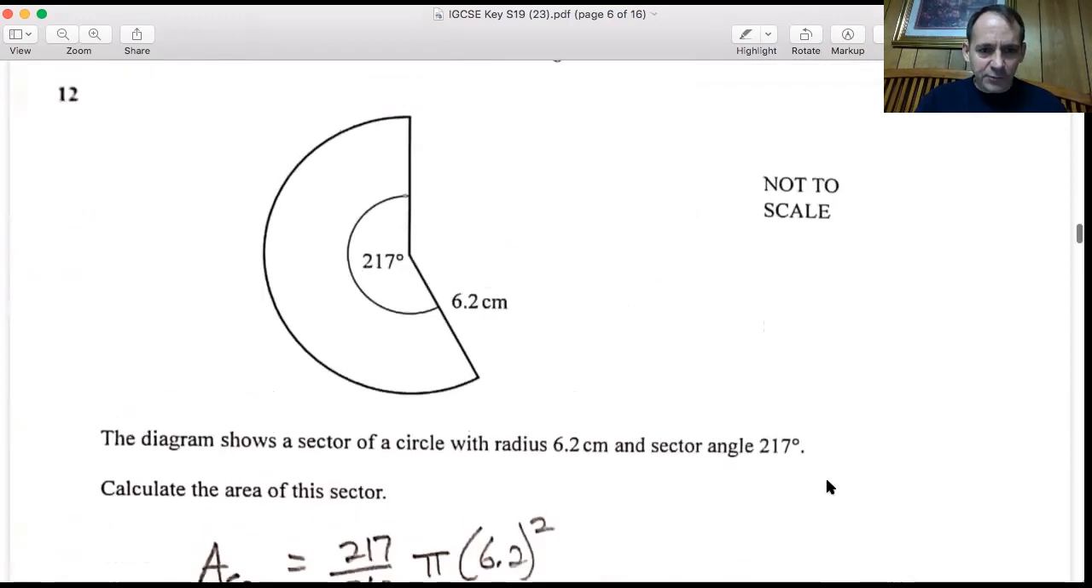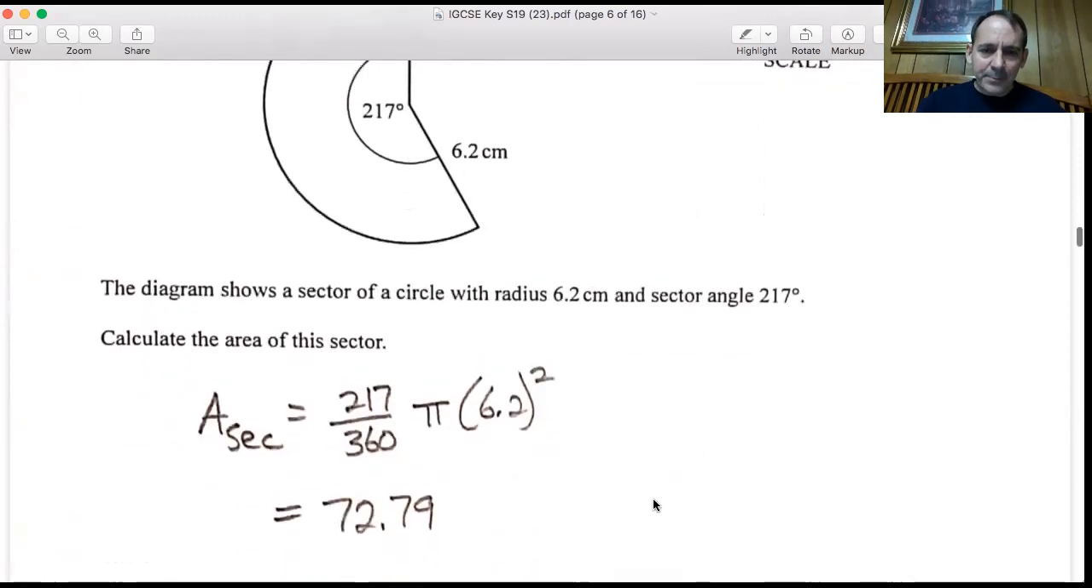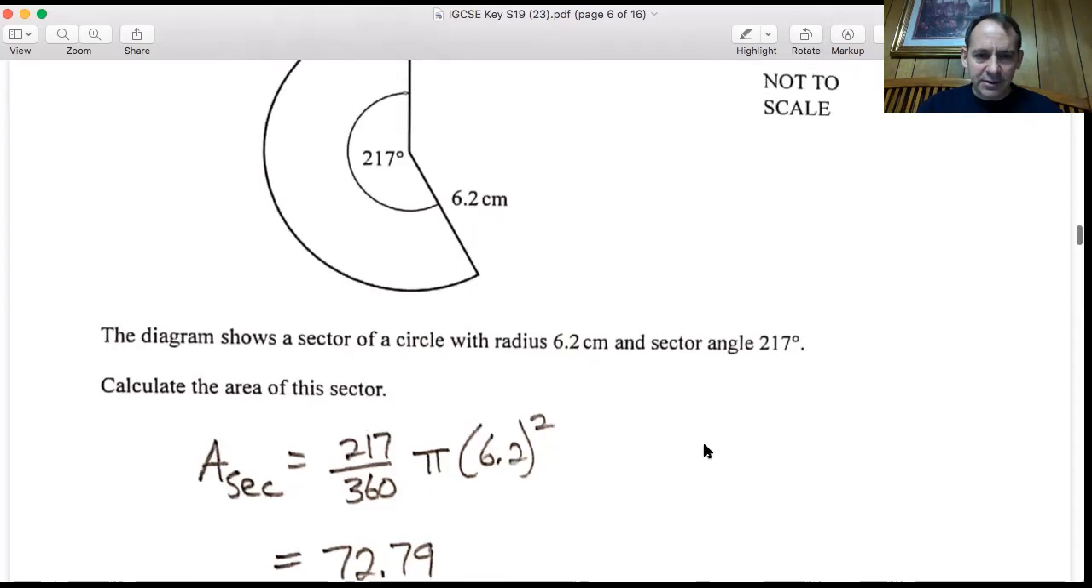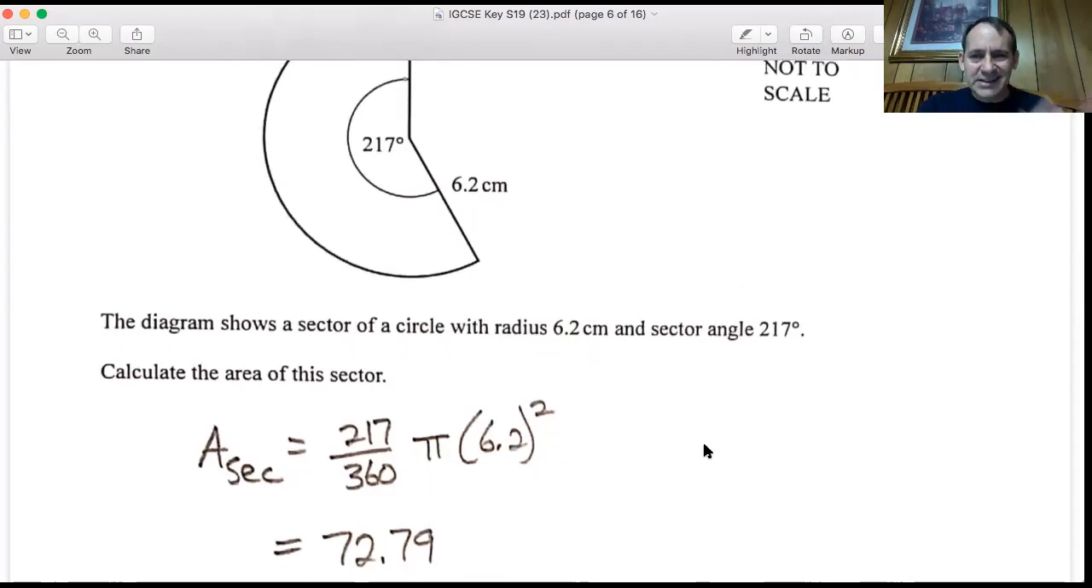Moving on to number 12, we have a sector of a circle with radius of 6.2 and the angle is 217 degrees. They want us to find the area. Again, remember for IGCSE, they usually use the degree formulas. When you move up into AS level, they kind of switch over to the radian formulas. You do have to pay attention. This is not like trigonometry where you just simply change the mode on your calculator. For sector area and arc length, you actually have two different formula sets, one for degrees, one for radians.